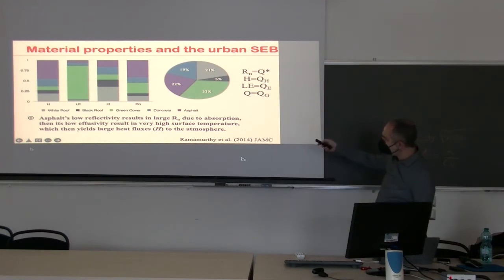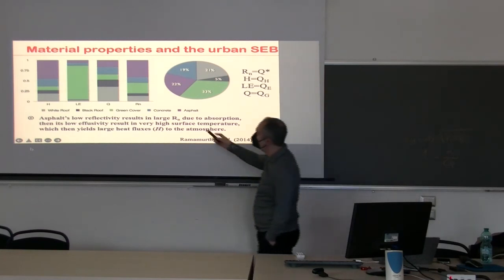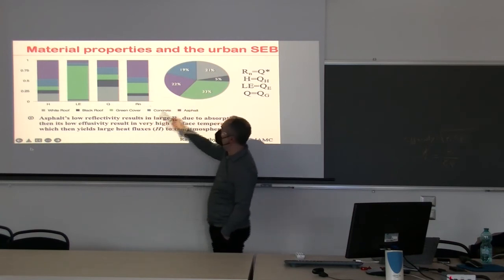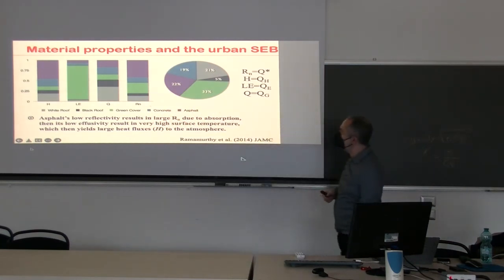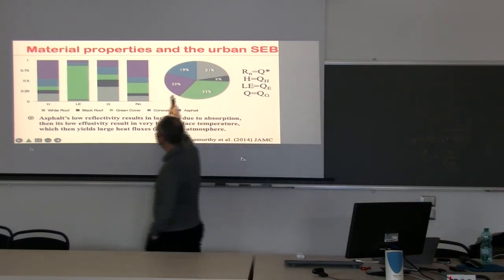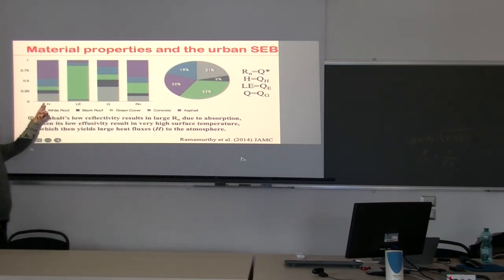First, you can observe in the pie chart the distribution of the surface. This tells us that 22% of my surface is asphalt, 19% is concrete, 33% is green cover, and roofs are 21%, and 5% for white and black. Now you can ask: my asphalt is 22%, how much of the H, QH, is given by the asphalt? Even though it's only 22%, it's producing about 45% of sensible heat flux into the atmosphere. So it's a big source of the daytime urban heat island.